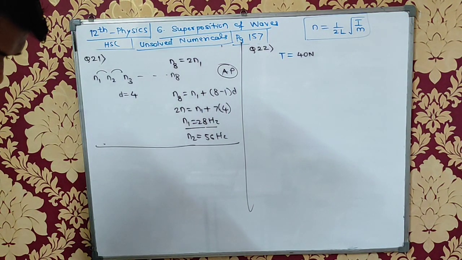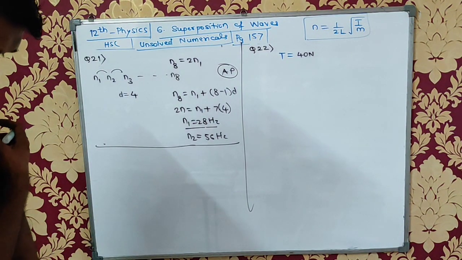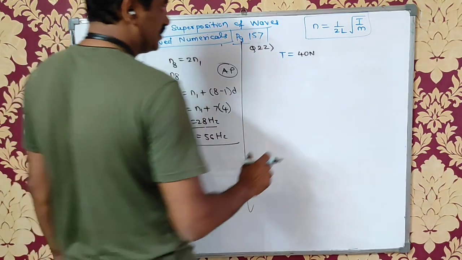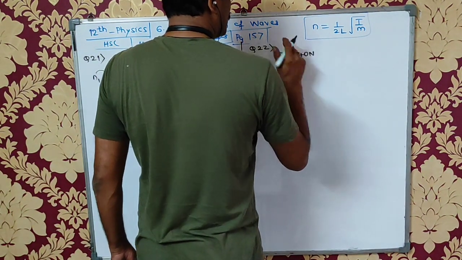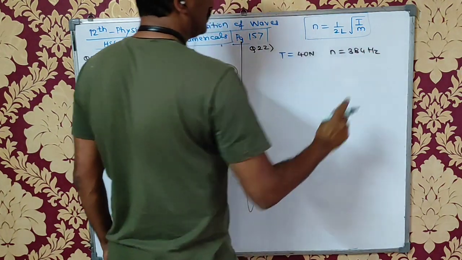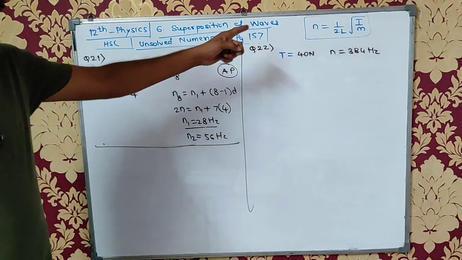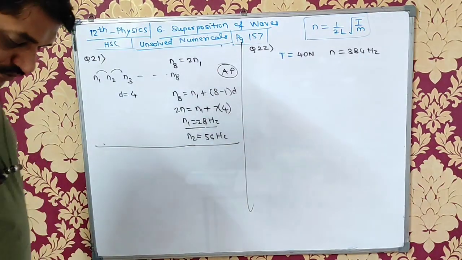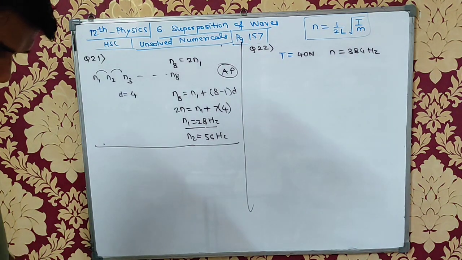It vibrates in unison with the tuning fork of frequency 384 Hz. So ये frequency is same as that of the tuning fork of frequency 384 Hz. ठीक है? Tuning fork का frequency और इसका wire का frequency same होगा. That is called as unison. They are in unison.